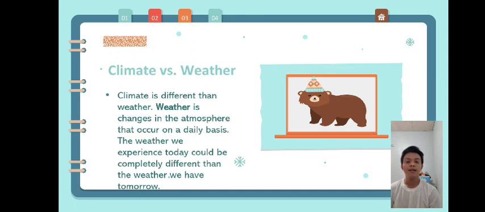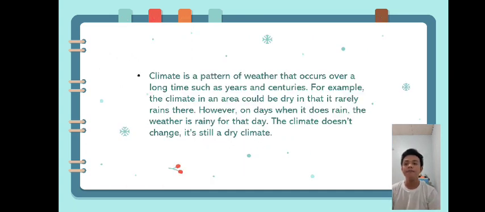And next topic na tayo. So, another information, climate is a pattern of weather that occurs over a long time, such as years and centuries. For example, the climate in an area could be dry in that it rarely rains there. However, on days when it does rain, the weather is rainy for that day. The climate doesn't change, it is still a dry climate. So, ayun nga, for example, sa isang bansa, dry country siya, kahit umulan siya doon ng, sabihin na natin 3 araw, hindi pa rin magbabago kung ano man yung meron sa bansa na yun na dry country siya. So, ganun lang siya ka-clear.